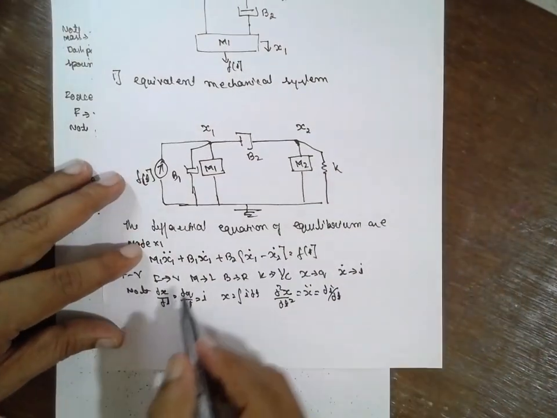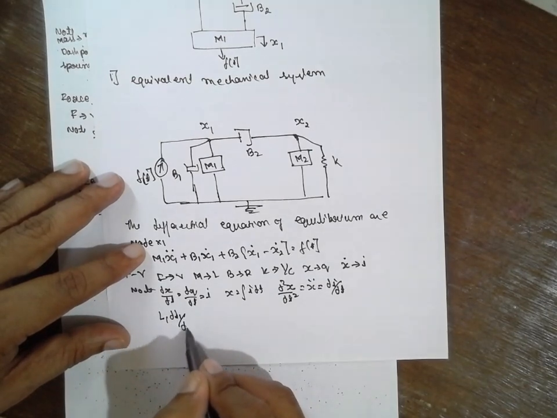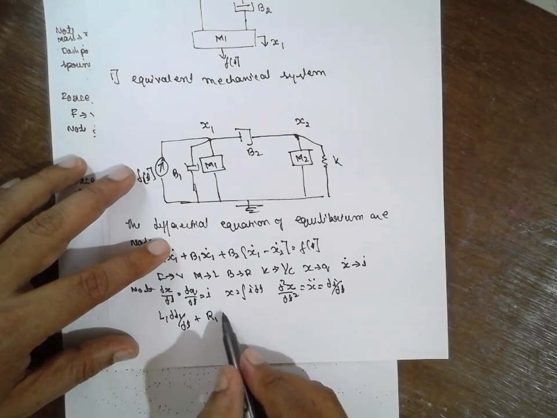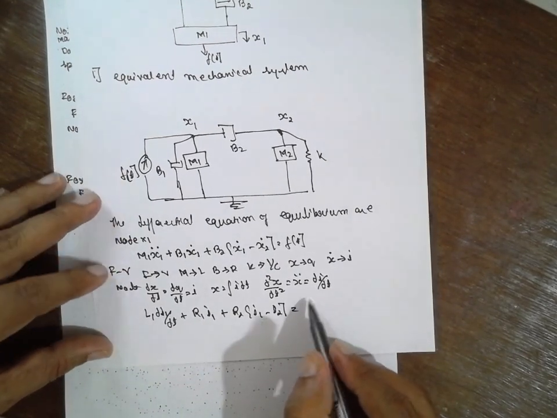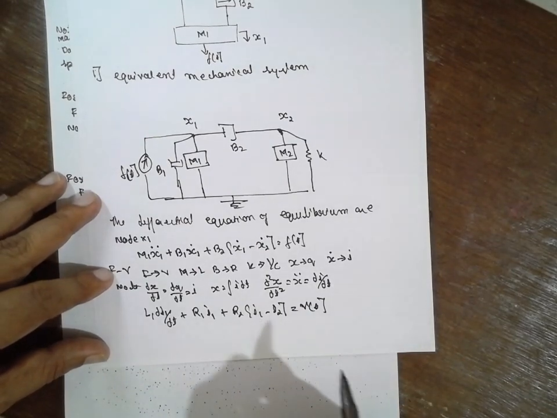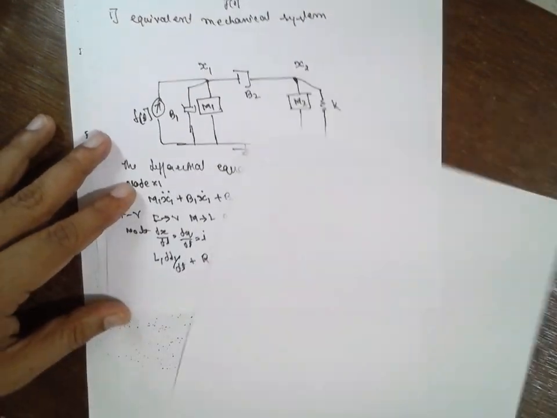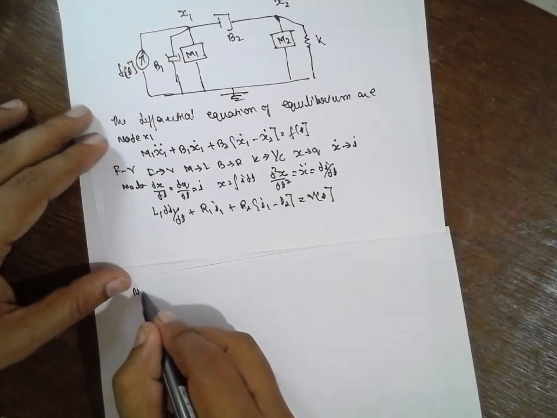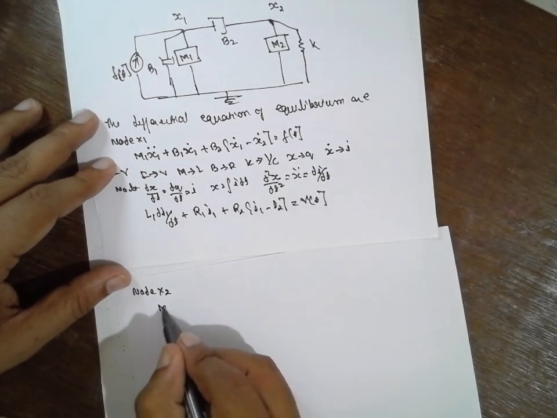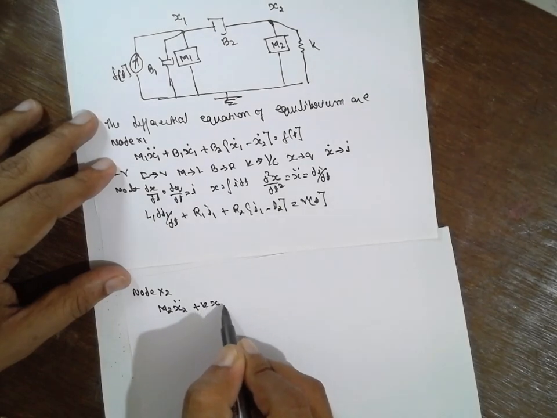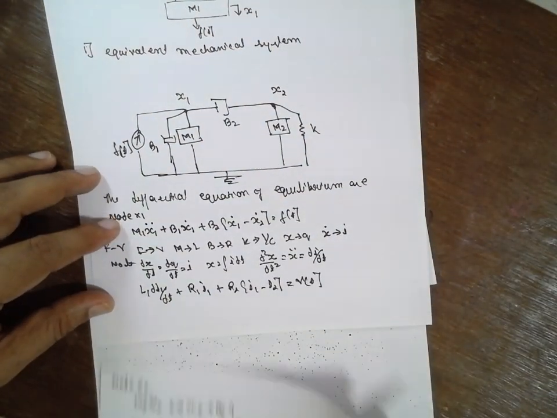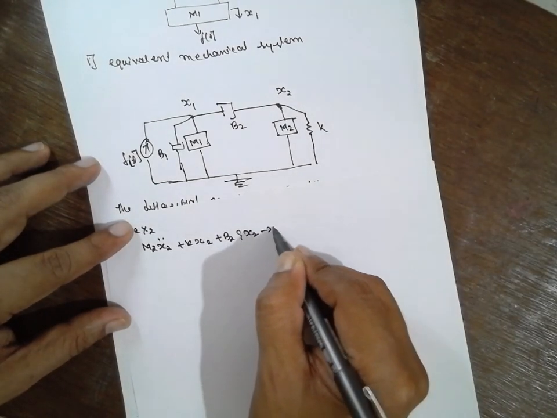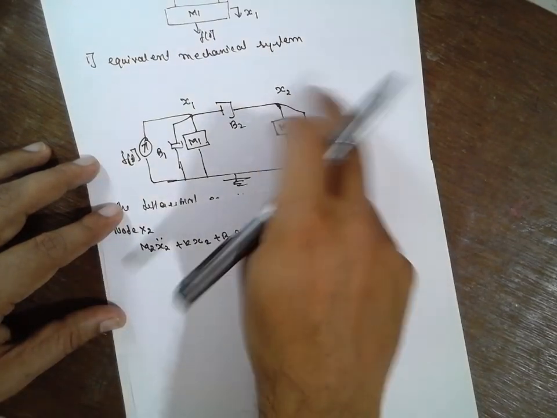Now I will replace this one. M1 is nothing but L. L1 di1 divided by dt plus B is nothing but R. R1 I1 plus R2 (I1 minus I2) is equal to V of t. Okay, I will go for node 2. Node 2, that is X2. That will be M2 X2 double dot plus K X2 plus B2 (X2 minus X1) is equal to 0. There is no F of t, therefore you have to write 0.